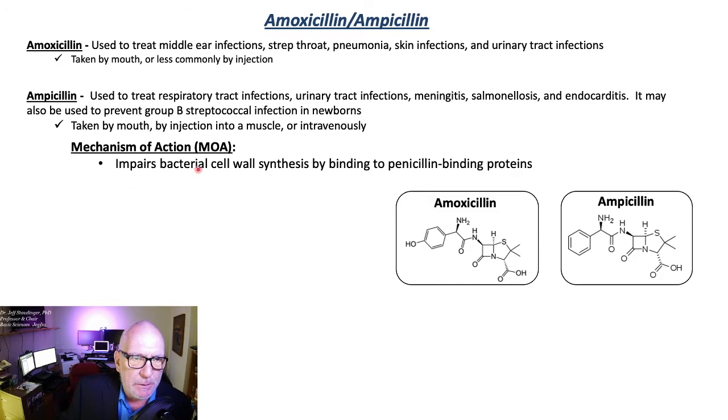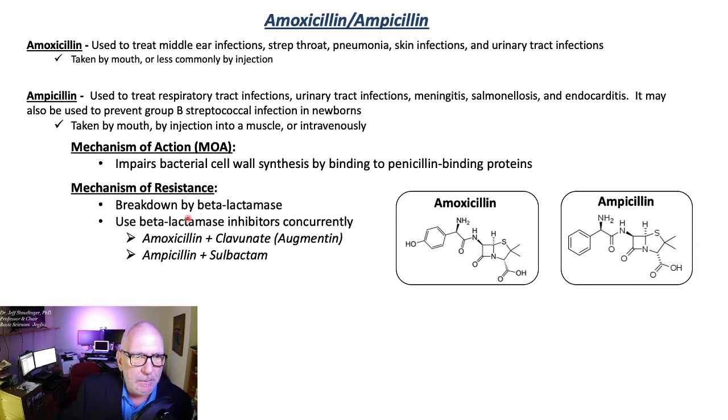These drugs impair bacterial cell wall synthesis by binding to penicillin-binding proteins. Resistant bacteria break down these drugs through the action of beta-lactamases. Thus, one is stimulated to use beta-lactamase inhibitors concurrently. For example, amoxicillin plus clavulanate, which is called Augmentin, or ampicillin plus sulbactam.